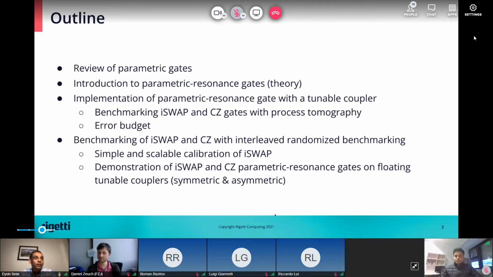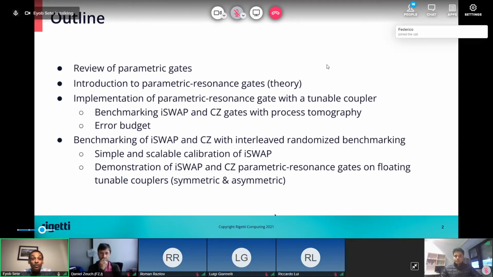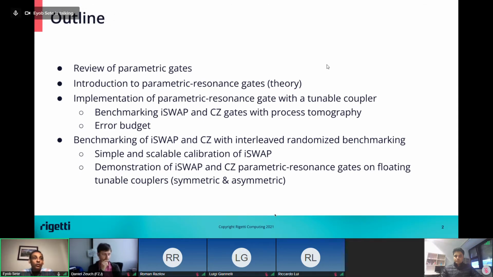And in the second part of the talk, this is probably not published yet, but some recent results on benchmarking of these gates on tunable architecture using randomized benchmarking. We introduced a very simple and scalable calibration of iSWAP. Usually iSWAP is a little bit trickier to calibrate than a CZ because of some time-dependent phase problem. And I will show you some very recent data on iSWAP and CZ on two floating tunable architectures that we published recently, which we call symmetric and asymmetric configurations.